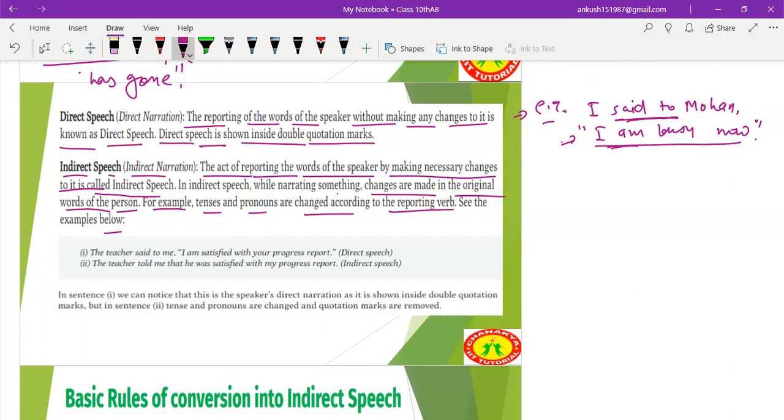See the examples written below. The teacher said to me, "I am satisfied with your progress report." It is written in direct speech. Here is another sentence, which has been transformed into indirect speech: the teacher told me. See again, what is given here? "Said to." So what is it turned into?